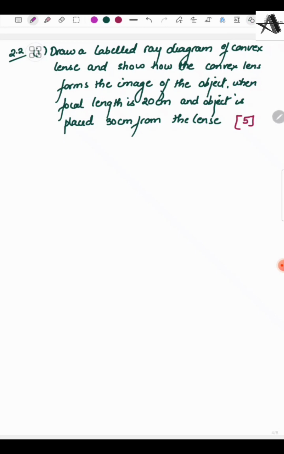Whenever we draw a ray diagram, we first have to label it. This is my principal axis. This is the imaginary line which passes through the optical center of the lens. Optical center of the lens is the center of the lens. When I draw a ray diagram, we never draw the lens itself, we just represent the lens with a straight line. If it's a converging lens, this will be the symbol, whereas if it's a diverging lens, this is the symbol.